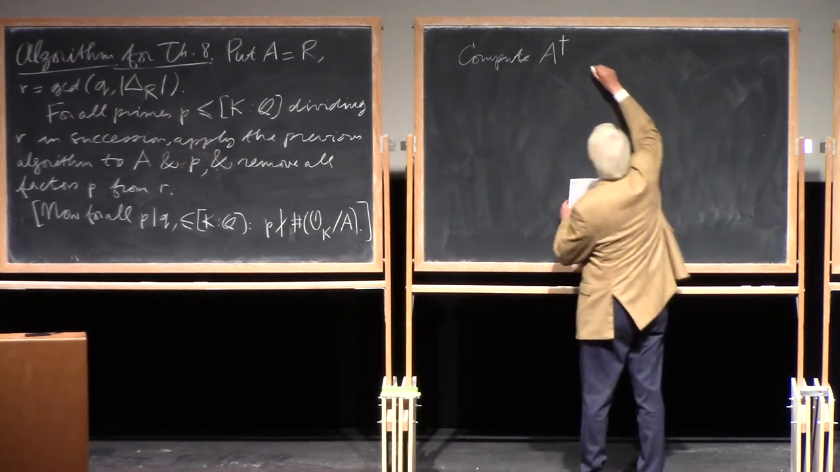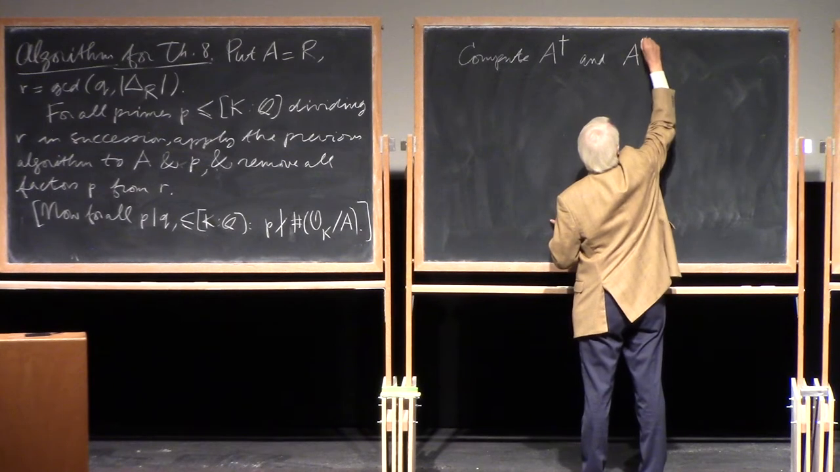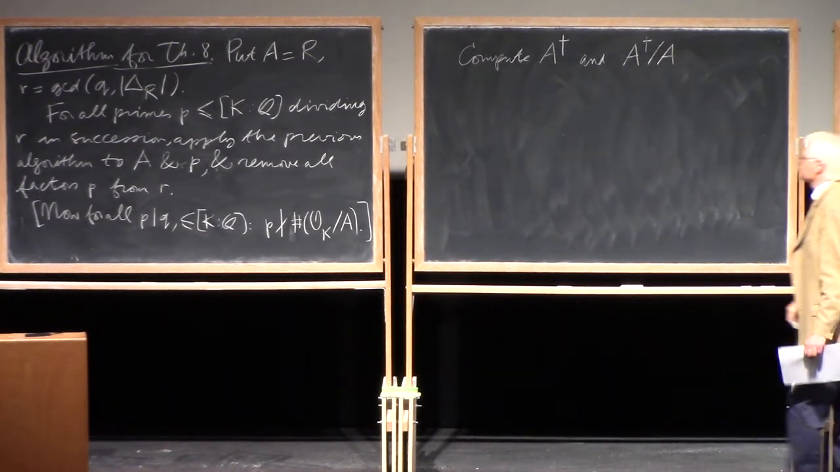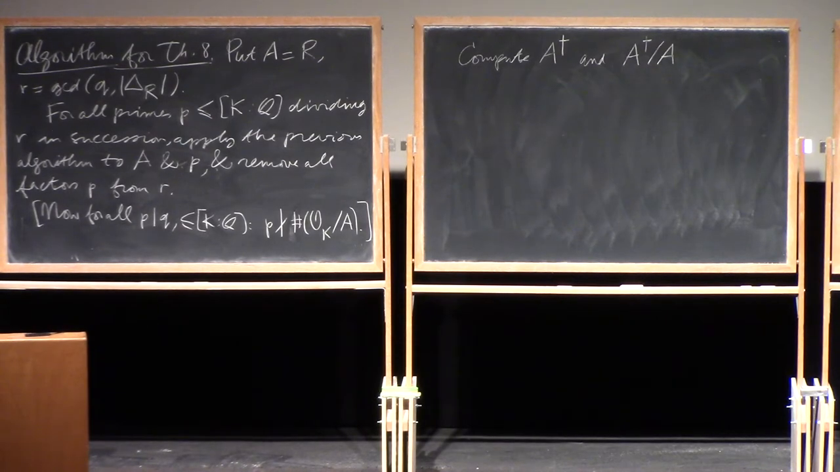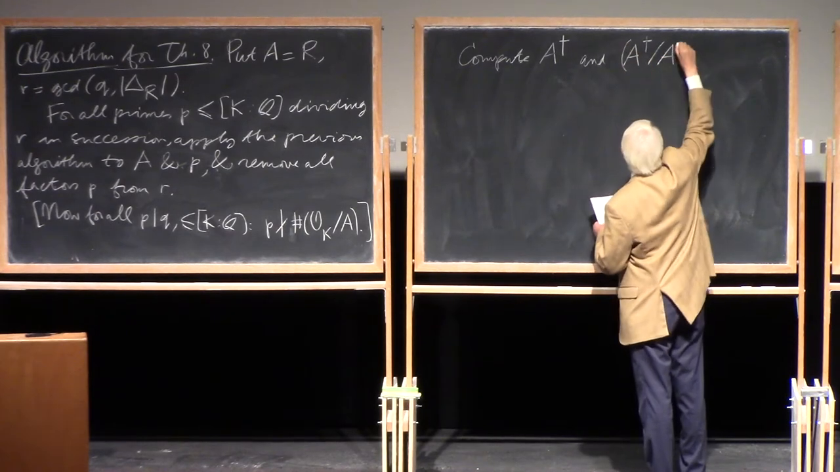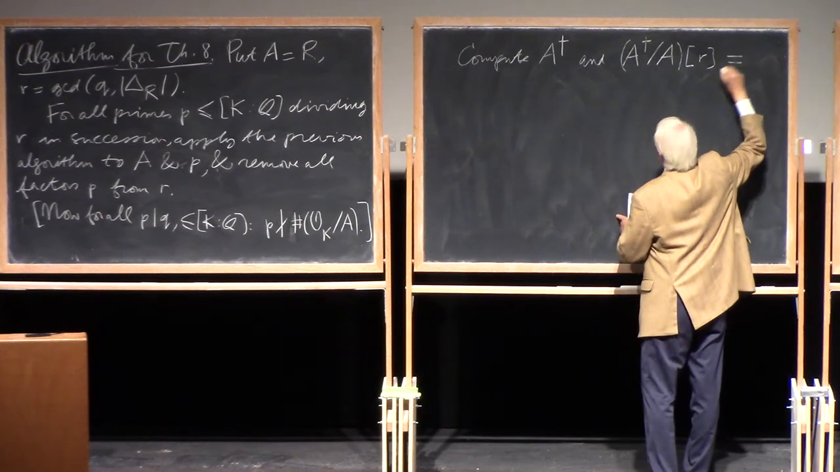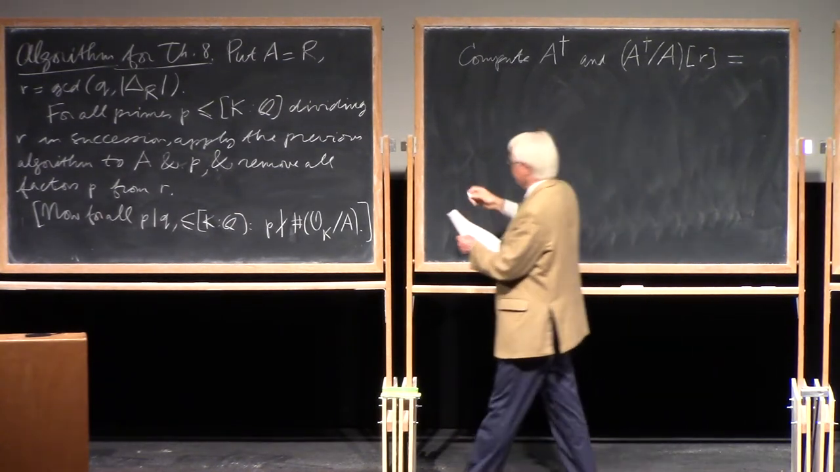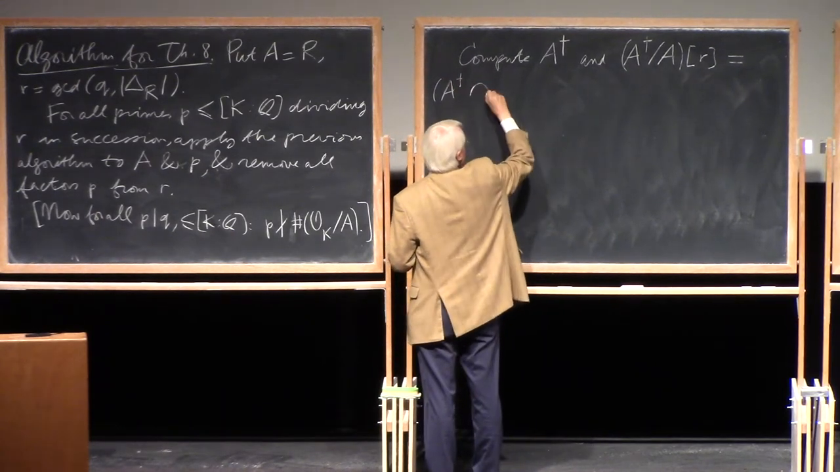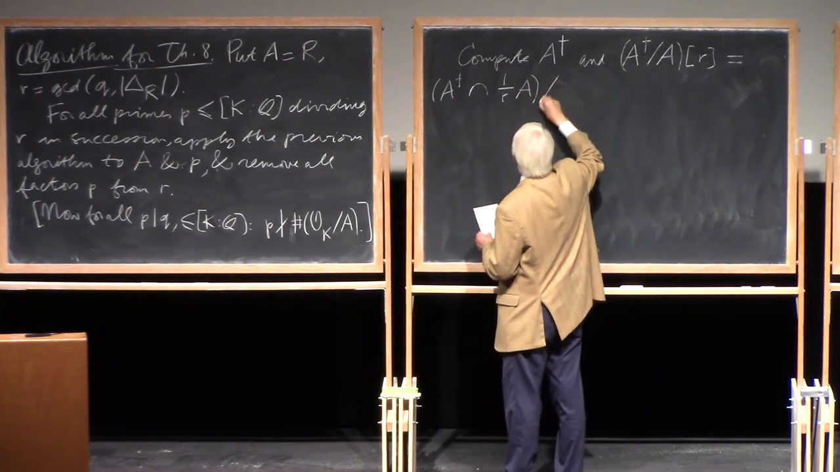And you also compute this finite abelian group. You can do that using the algorithms for finitely generated abelian groups. And you compute its R torsion. And that R torsion is explicitly given by A dagger intersected with 1 over R times A modulo A.